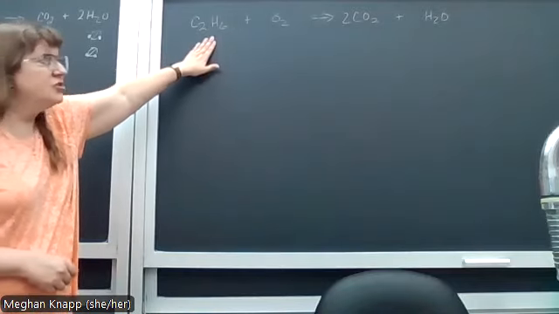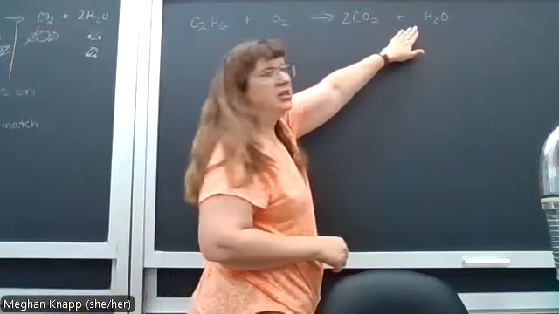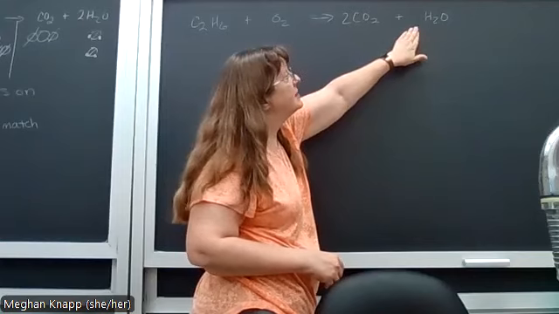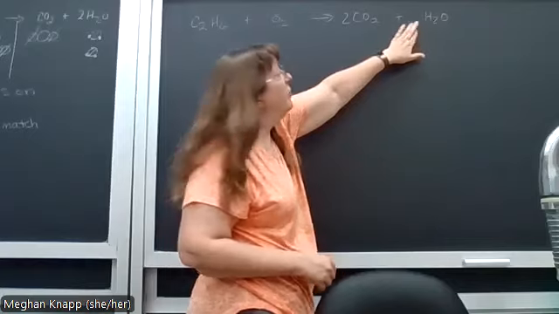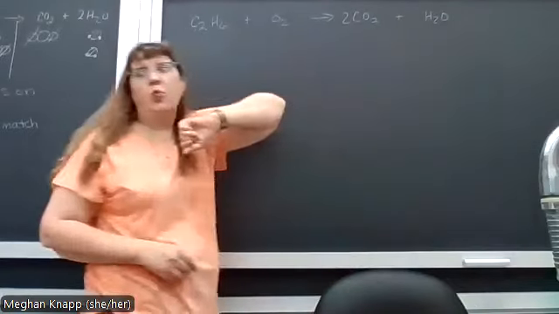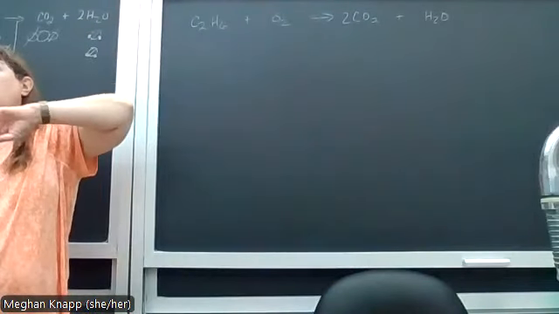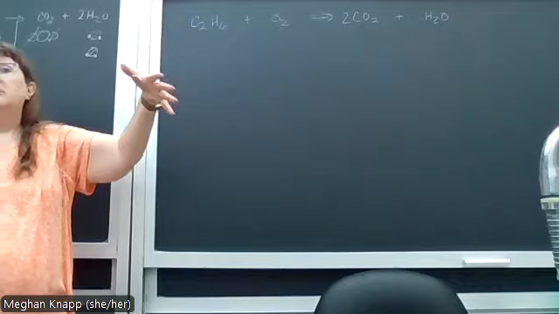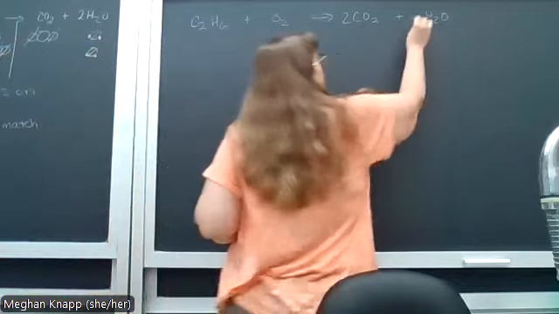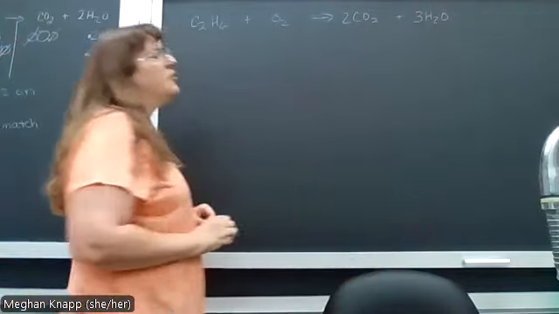I have 6 hydrogens here. So what does this coefficient need to be? How am I going to get 6 hydrogens on my product side? Well, if I put a 6 here, then I'll have 6 water molecules. And if I have 6 water molecules, I'd have 12. So I want 3. Okay, so this is 3 of those molecules.